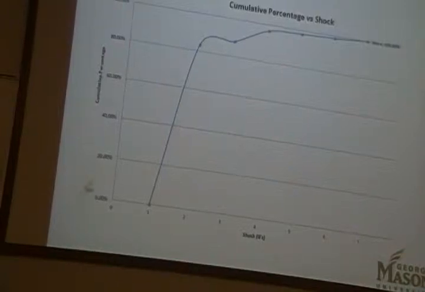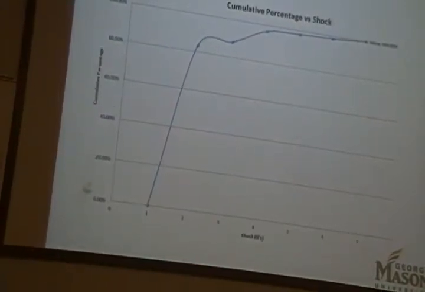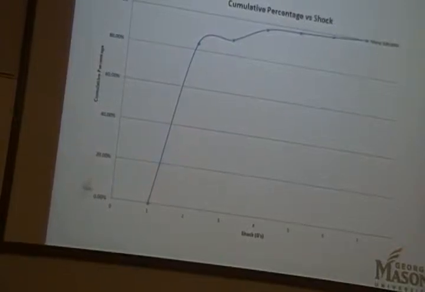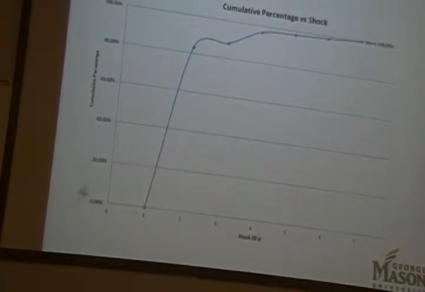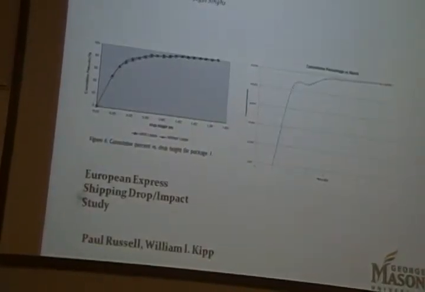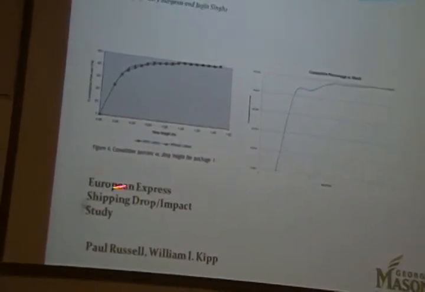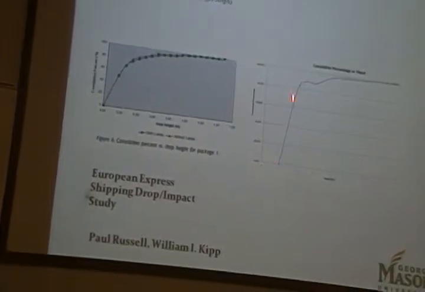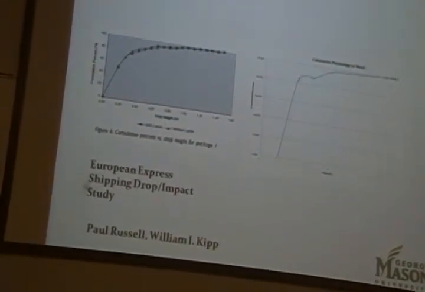This means that 99% of the data we have is less than 5 Gs. So in a standard shipping environment, most of the shocks you're going to get are because they're just sorting it and placing it around, and few are actually going to be drops. We compared this data with previous literature and got the same sort of graph, except they did drop height and we did shock.